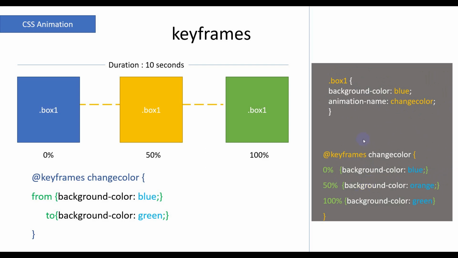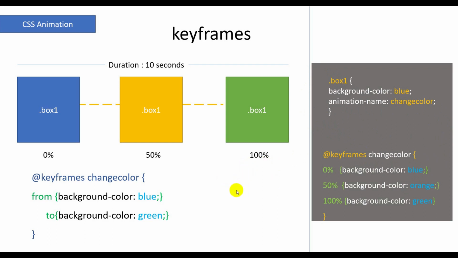And since we create the animation separately with a certain name, if we want to provide the same animation for another element as well, then we can also provide that with the animation name of change color. So let's say if it is some other element as well, let's say h1, and we want to provide an animation, then we'll write animation name and provide the value as change color. So it's useful in that case as well.